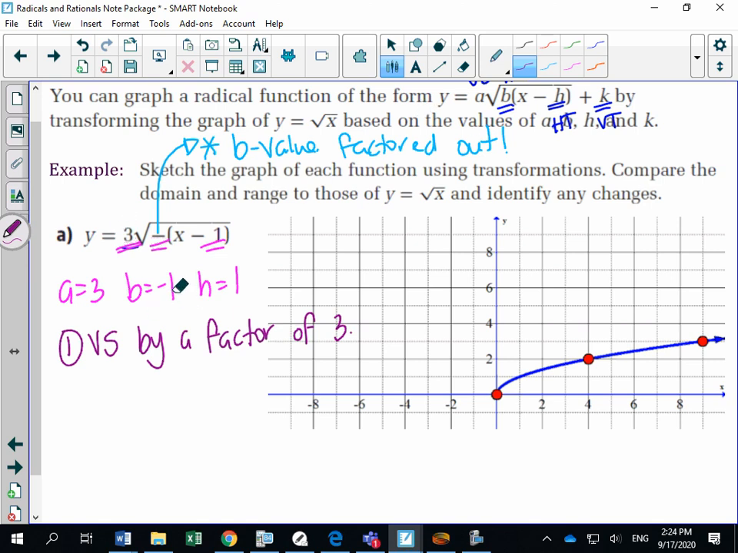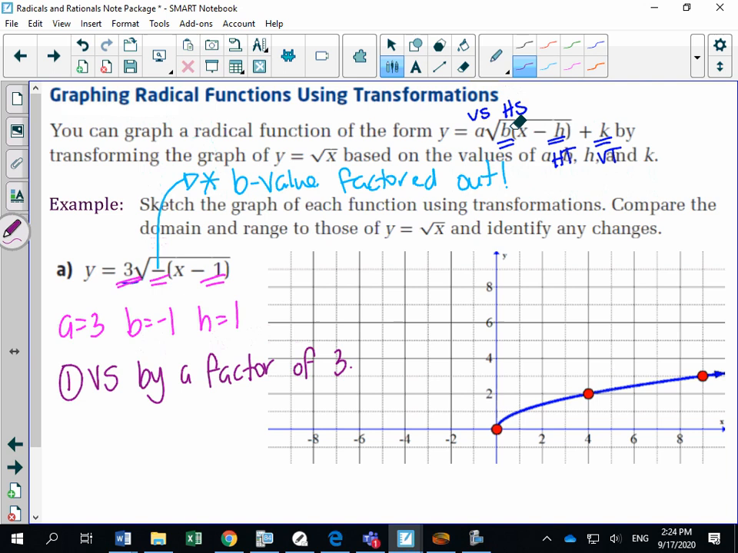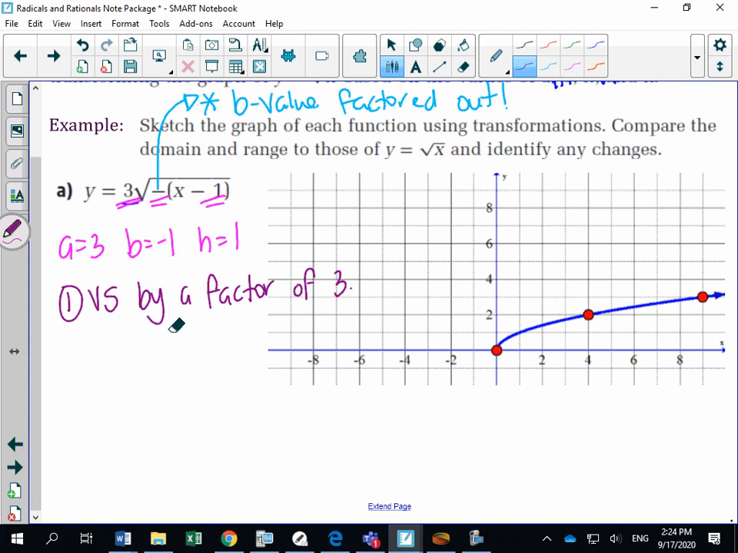Now our b value is negative 1. So you wouldn't say horizontal stretch by a factor of 1, right? That doesn't really make sense. What you are hopefully seeing is that if your b value is negative 1, yes, b value is horizontal stretch, but it also has to do with a horizontal reflection. So that negative 1 is going to be a reflection.